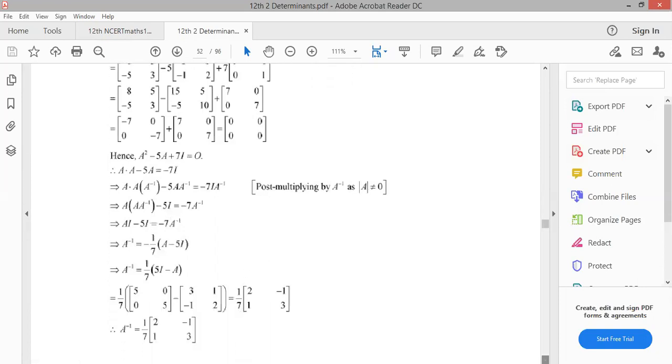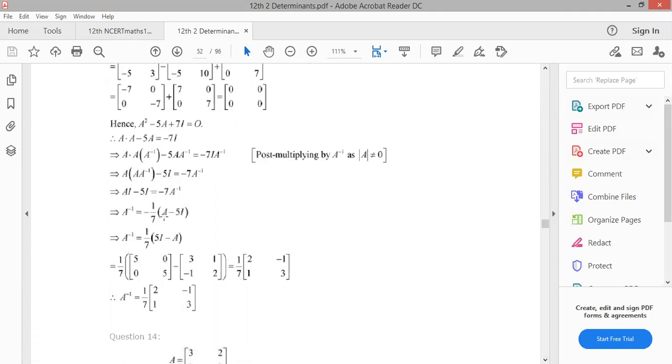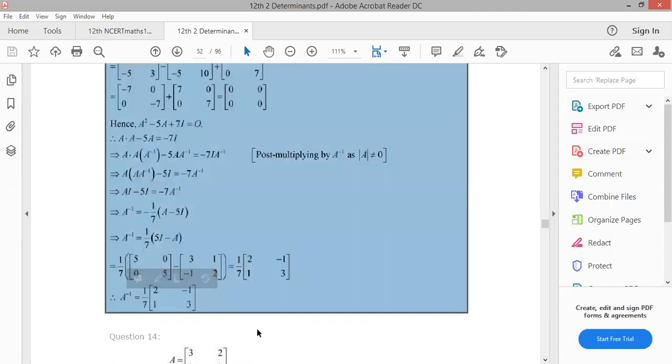So A inverse we have calculated. Now we will put the values of A and I. So this comes out to be 1 by 7, 2, 1 minus 1, 3. So A inverse we have calculated, this is equal to this one.